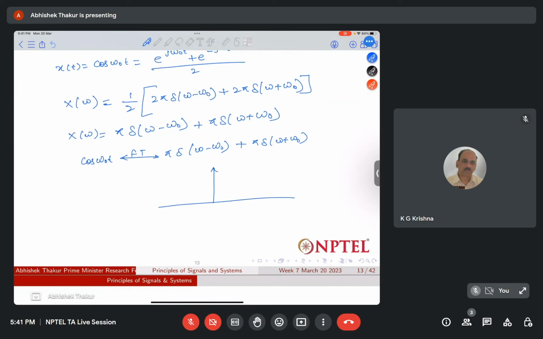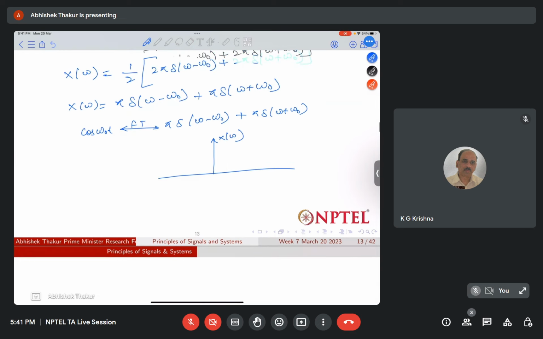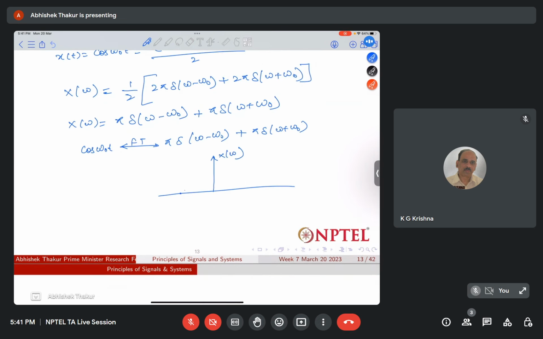When you draw this spectrum, at what values will this exist? At minus omega naught and at plus omega naught. When it is plus omega naught, the value will be pi. When minus omega naught, then also the value will be pi. For all other values of omega, this will become 0, because del omega only exists at omega is equal to 0. So del omega minus omega naught will exist only at omega is equal to omega naught. Okay. So this is one part.